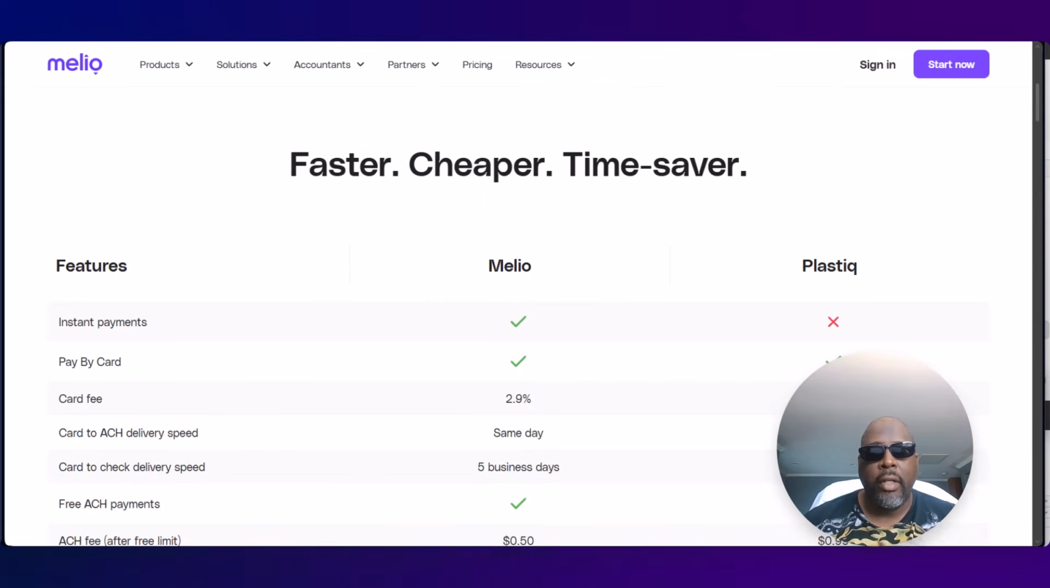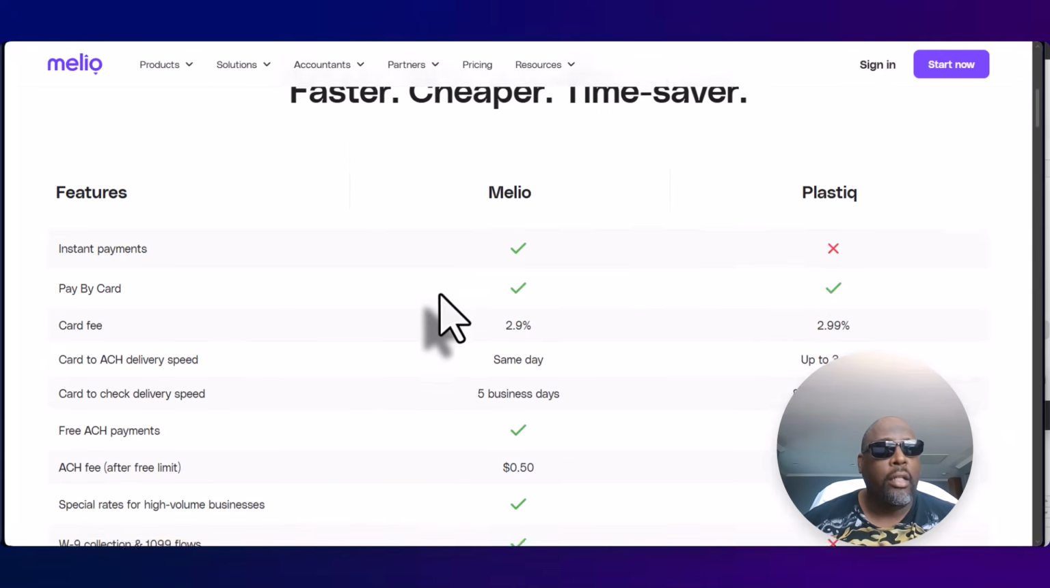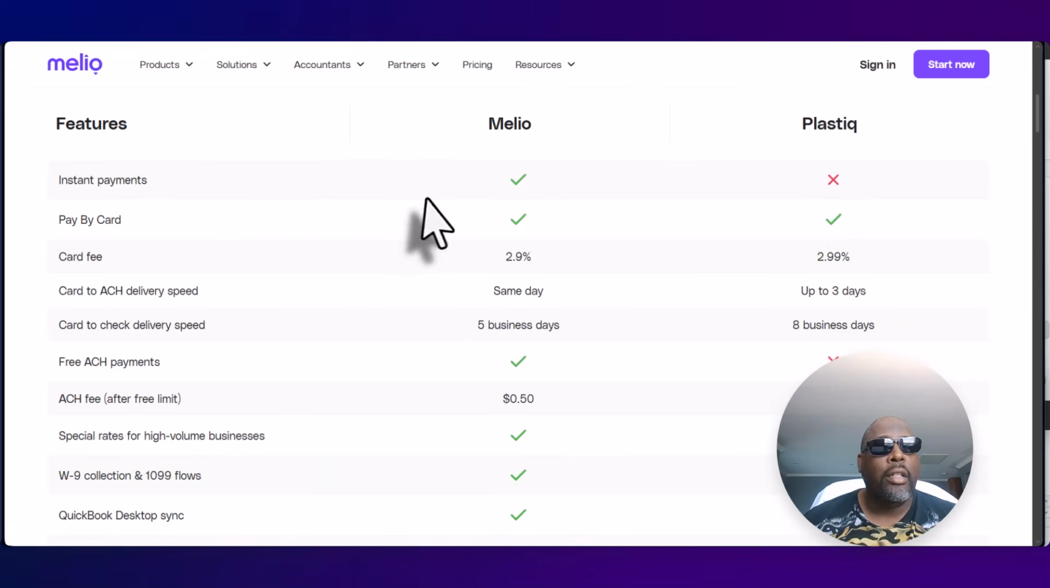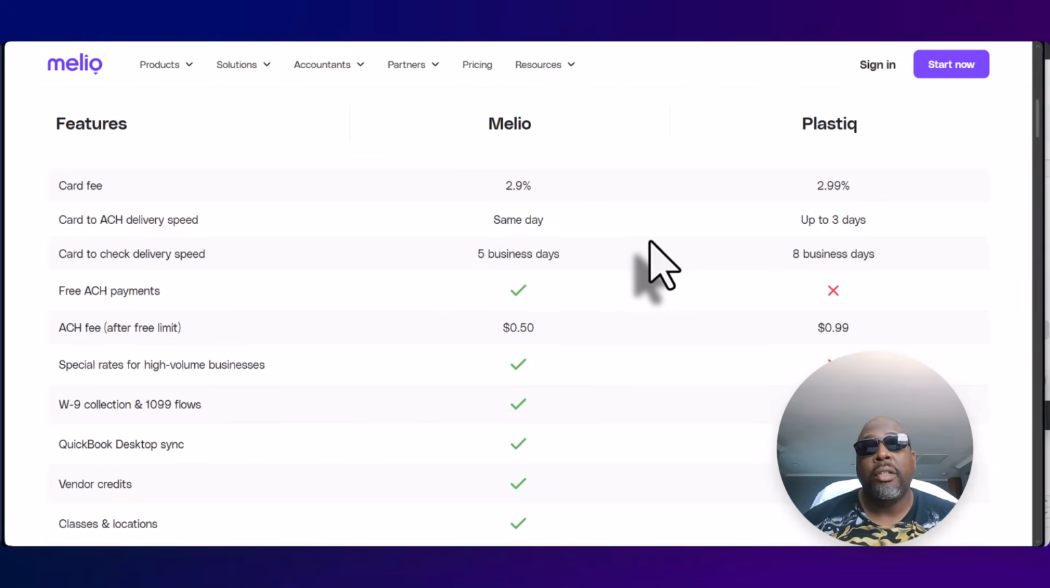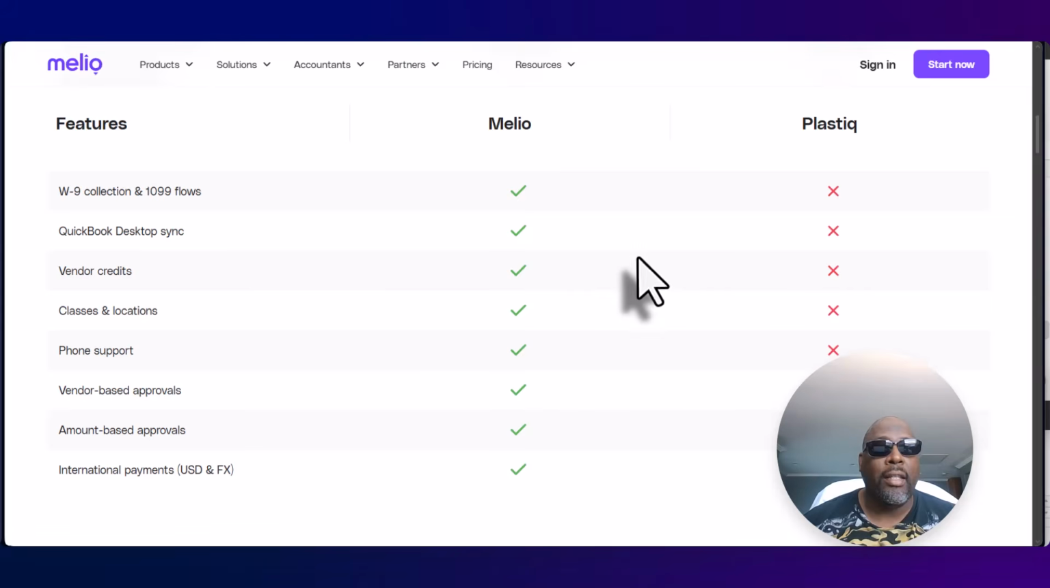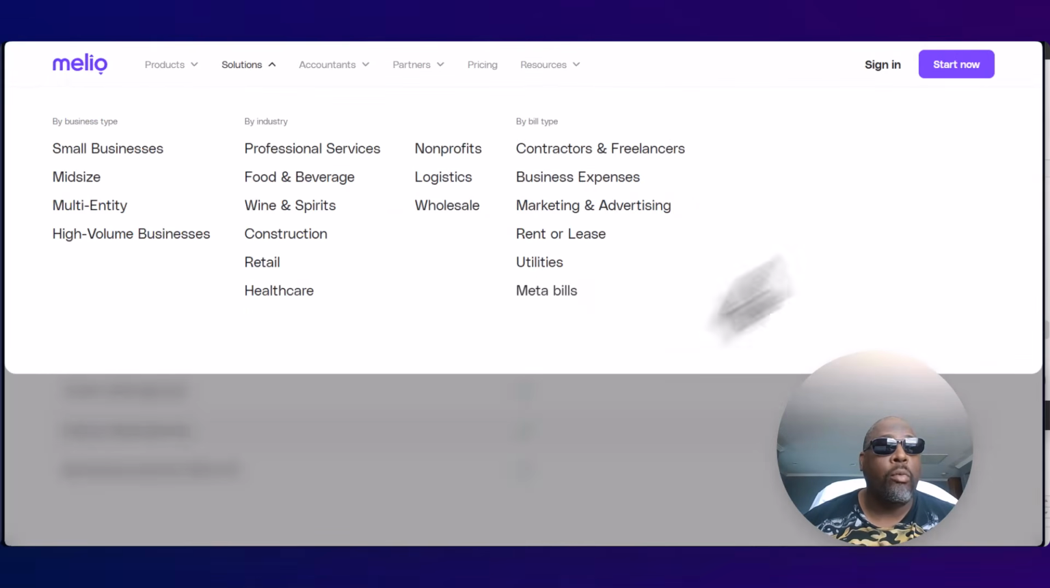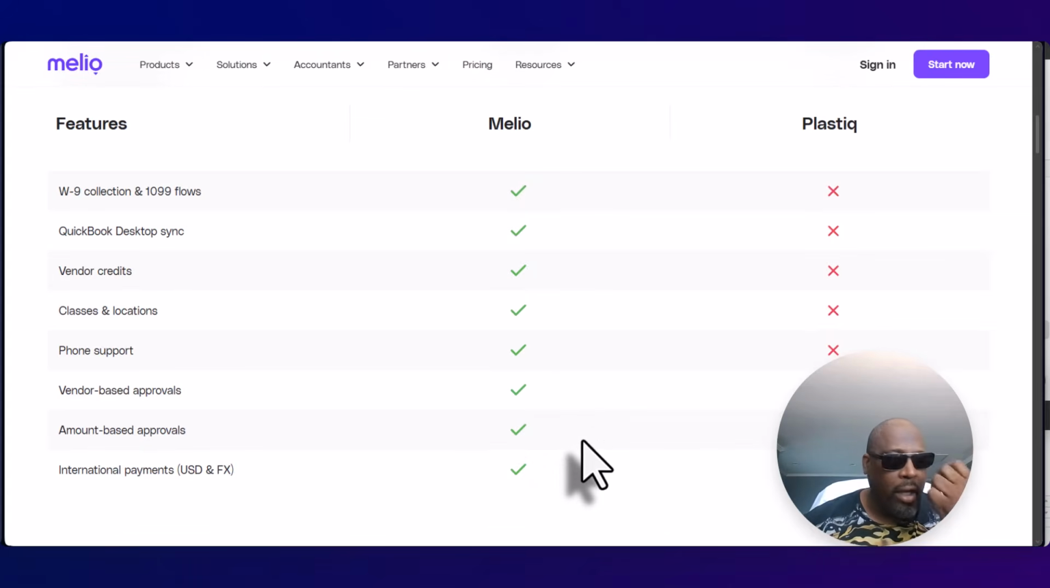Okay. Now, here's how you actually would liquidate the card. All right. So the way you liquidate the card, you can either sign up with Melio or with Plastiq. Once you sign up, and you can sign up with both of them if you choose, this gives you a breakdown of which one gives you the most benefits. And it looks like Melio gives you more benefits than Plastiq does. So going with Melio may be your better option. Now, how you do it, you connect your card to Melio.